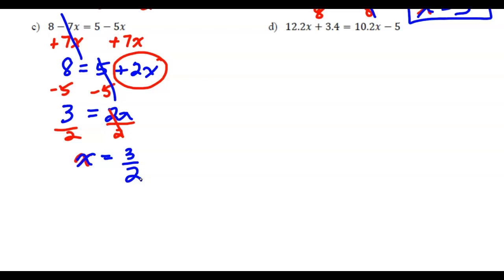Next one has decimals in it, so you can give a decimal answer if it ends up being a decimal. If you want to use a calculator, you can, but you might not necessarily need to. In terms of the x terms, 10.2 is smaller, so I'm going to subtract 10.2x from both sides. Well, 12.2 minus 10.2, the 0.2's subtract out, and so 12 minus 10 is 2. So that's going to be 2x plus 3.4 equals negative 5.